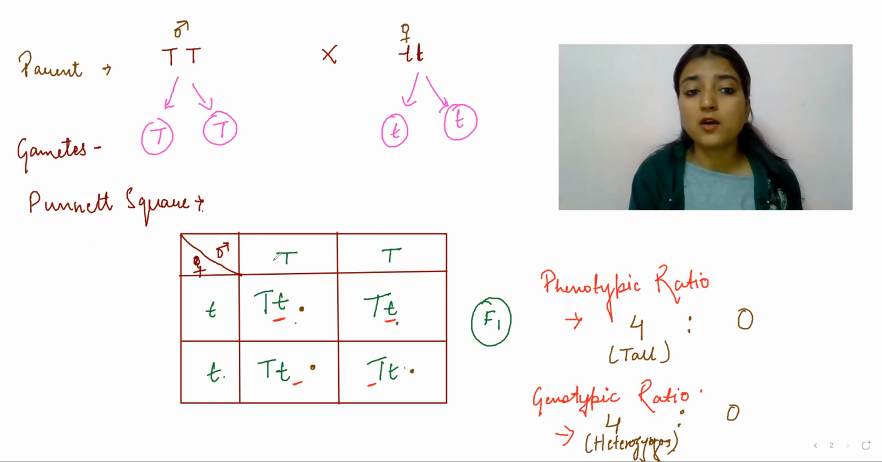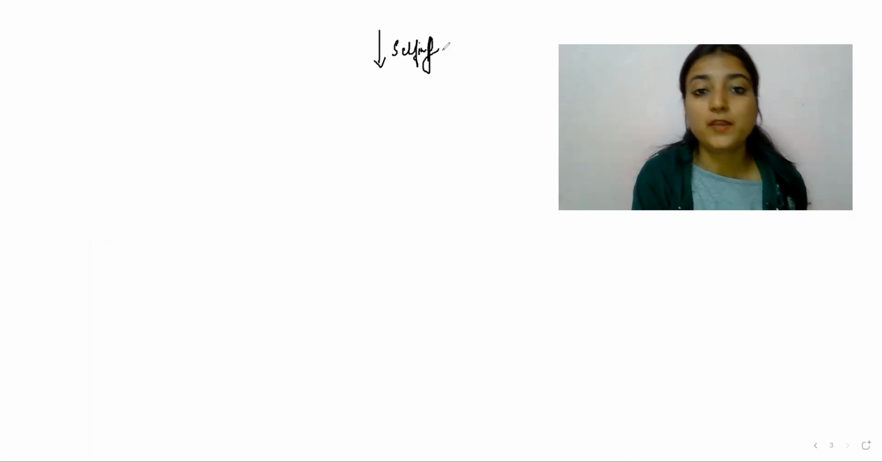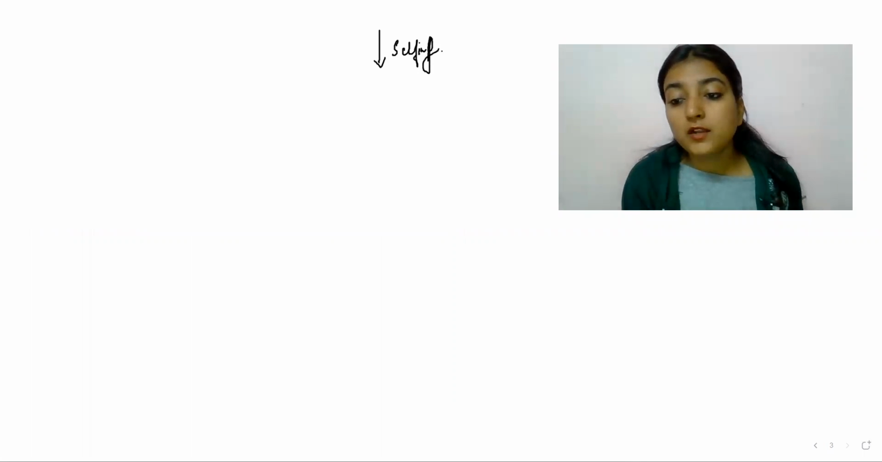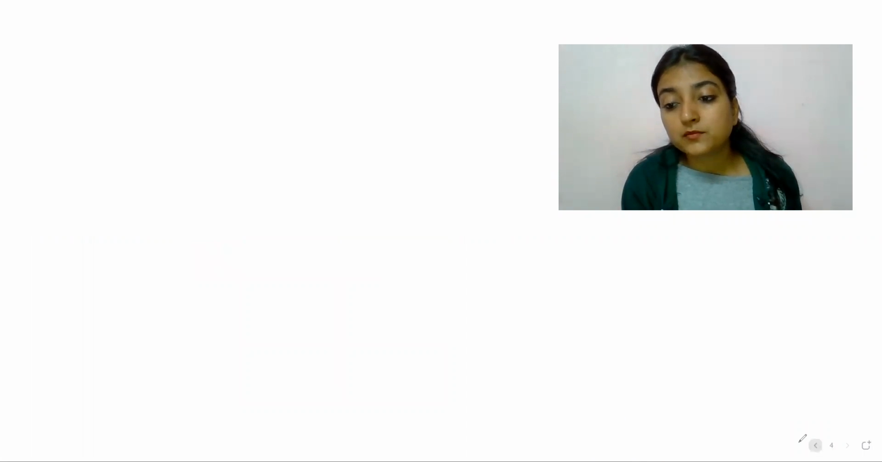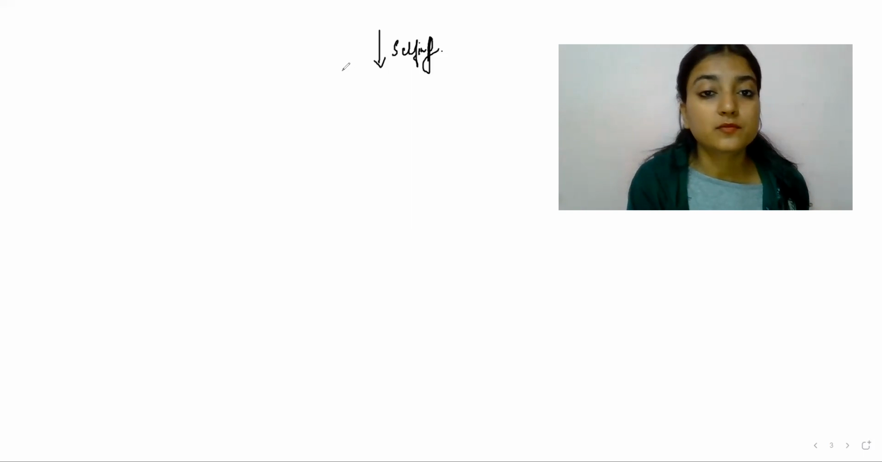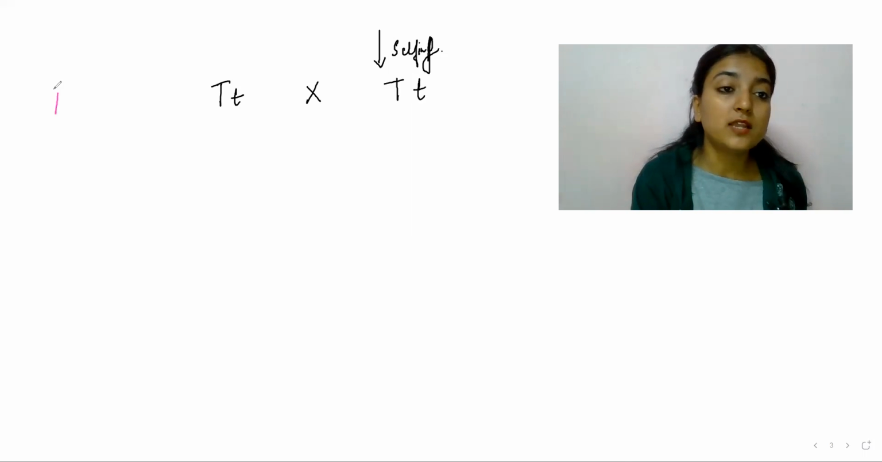Okay, now we will do selfing. I told you selfing means self-fertilization. Let me write selfing. Now we got the possible genotype as capital T small t, that is the heterozygous tall. So now we will make the cross here between the offspring. Now they will be acting like parents, so in selfing, these will act as parents.